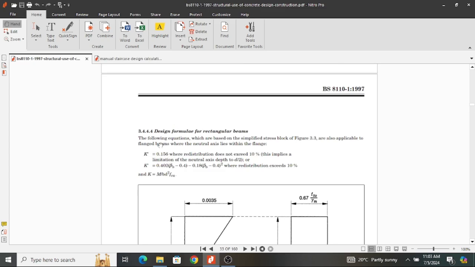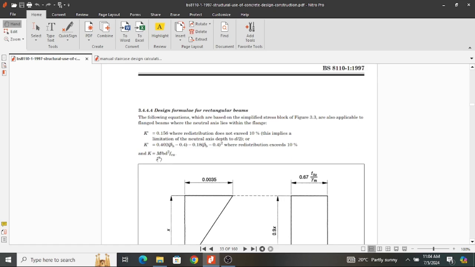For the K, the following equations, which are based on the simplified stress block of figure 3.3, are also applicable to flanged beams where the neutral axis lies within the flange. And K prime is equal to 0.156, where redistribution does not exceed 10%. This implies a limitation of the neutral axis to d over 2, or K prime could also be obtained by this formula where redistribution exceeds 10%. Since our redistribution does not exceed 10%, we are going to take our K prime as 0.156.